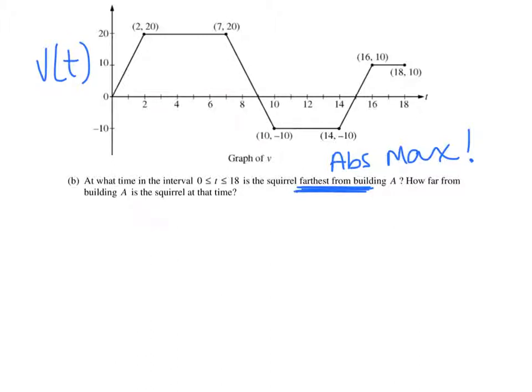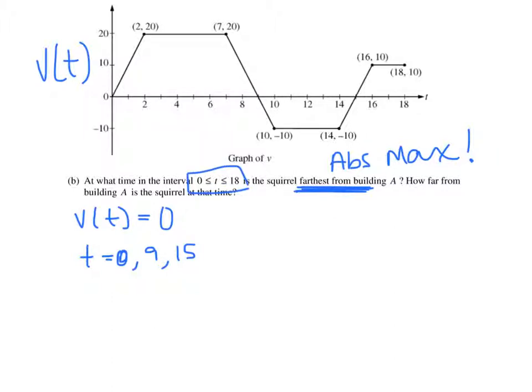Okay, so to do absolute maximum, I'm going to find my critical values, which in this case would be when the derivative of the position is equal to 0, or when v of t is equal to 0. So when does that happen? Well, that's at t equals 0, 9, 15, and that's it. So those are my times that I have to test on a closed interval test for absolute maximum, along with my 0 and my 18.